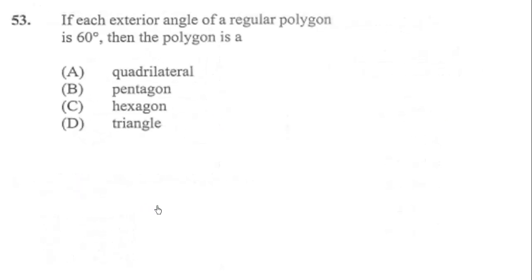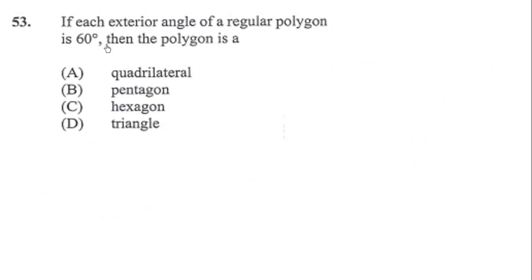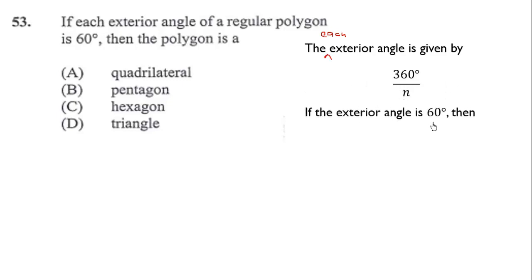Now let's look at 53. If each exterior angle of a regular polygon is 60 degrees, then the polygon is. So each exterior angle of a regular polygon is given by 360 degrees over n. So if the angle is 60, we have to equate this expression to 60 to get 360 over n is equal to 60 degrees.